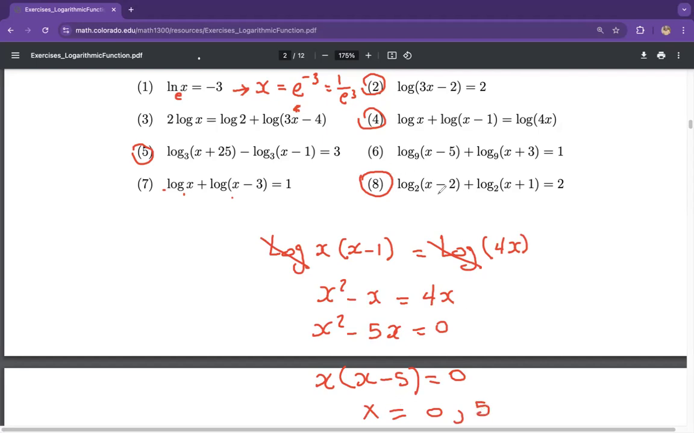Does 5 work? 5 works for both of them. Does 0 work? We got log 0 here. We cannot log a 0 either. Not only negative numbers, we cannot log a 0, and we have to reject the 0. But see, if you have log 0, you know the base is 10. 10 to the power of what gives you 0? Is there anything that, when you raise it to a power, gives you 0? No, that's impossible. So that's why we cannot log a 0, and 0 is not a possible answer.